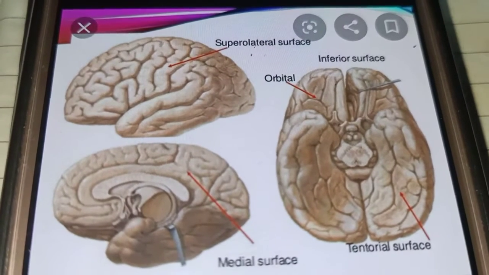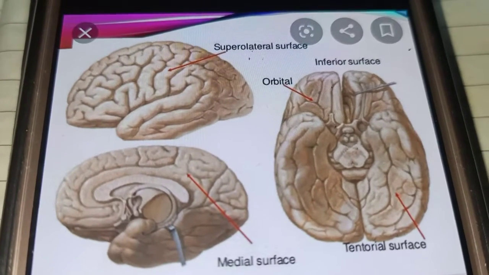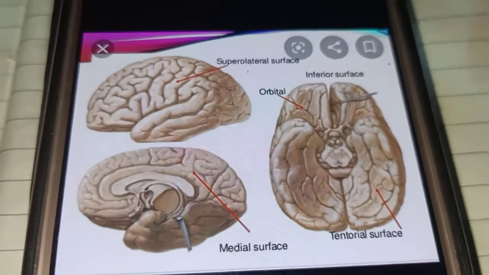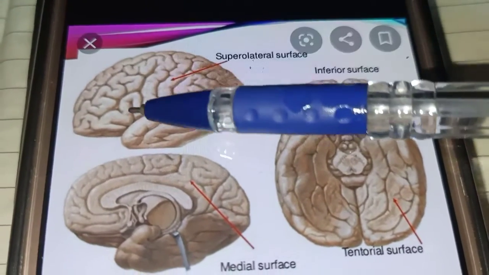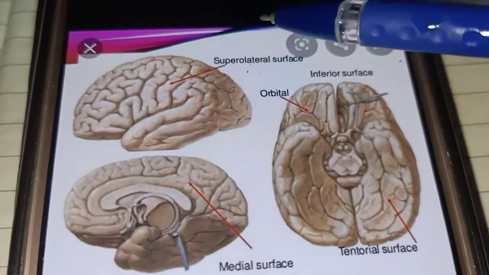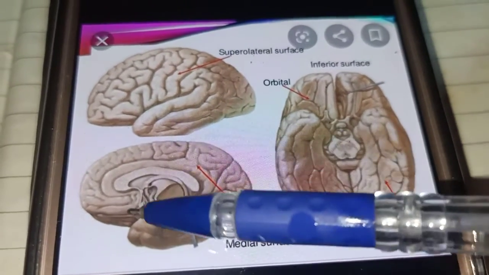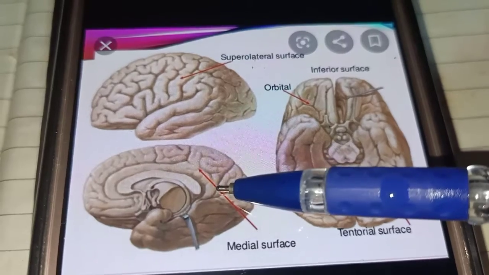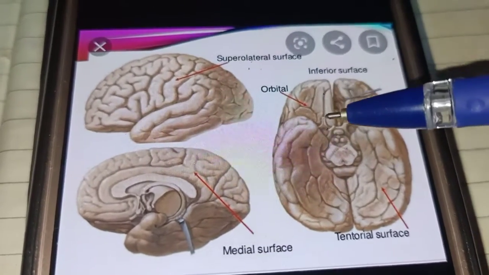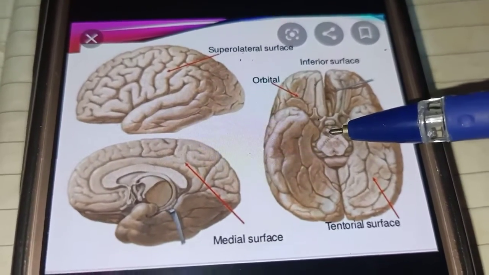Hello students. In my previous video on the cerebrum, I explained in detail the sulci and the gyri present on the superolateral surface of the cerebrum as well as on the medial surface of the cerebrum. In this video, I will proceed further.